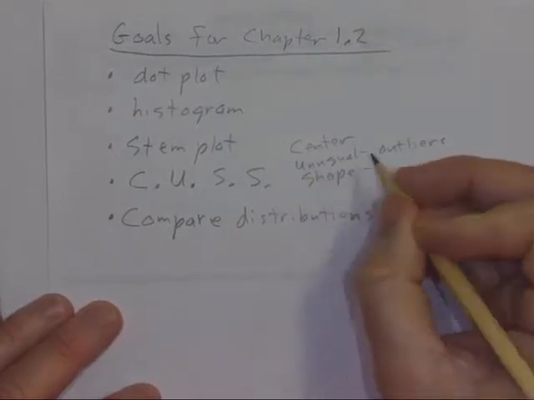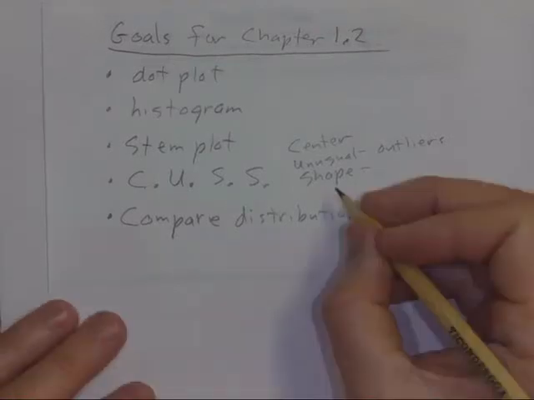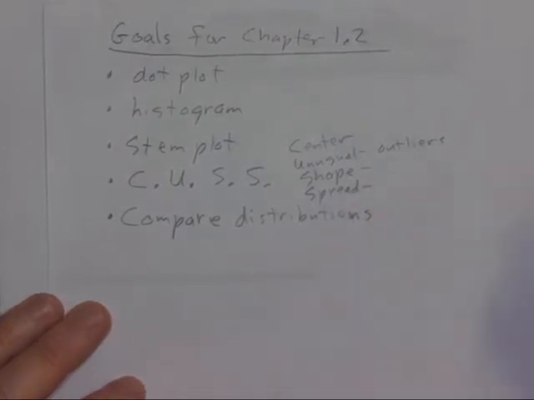And we'll talk about the shape. Is it mound-shaped? Is it bimodal? Is it symmetric? And I will give you some terms that you need to say in order to describe the shape. And then lastly, you have to describe the spread. All right, and how spread out the numbers are there.